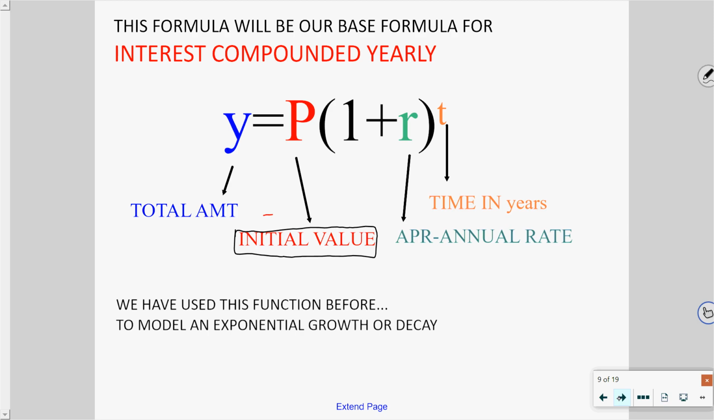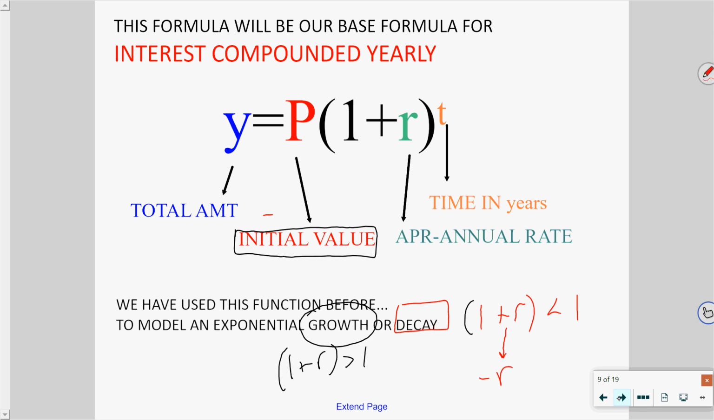So it is going to be a growth when the item in parentheses, 1 plus R, is greater than 1. It is going to be a decay when 1 plus R is less than 1. So usually with that rate, it's going to be a minus R instead of a plus R. So we're going to do a couple of each of them. So right now, that's the problem we're starting with.